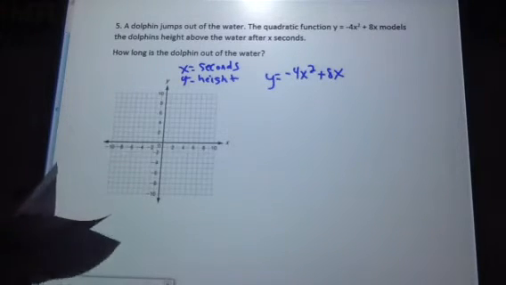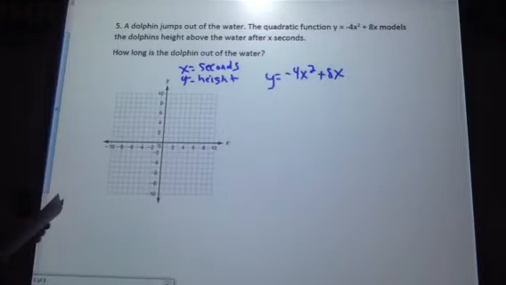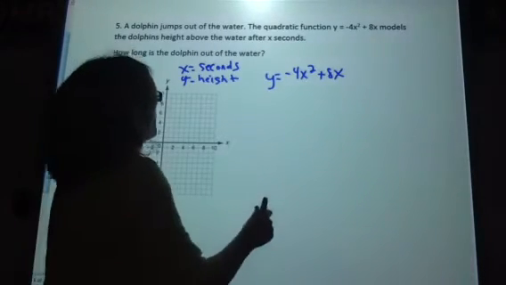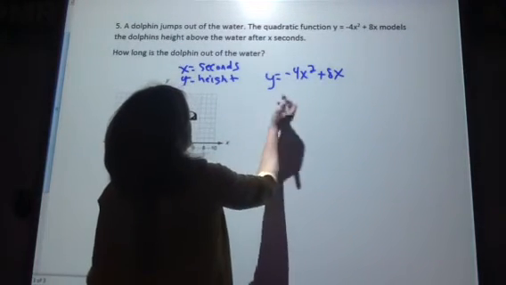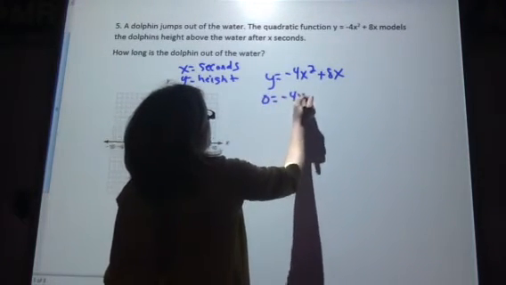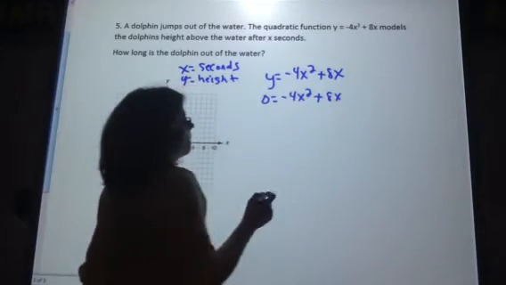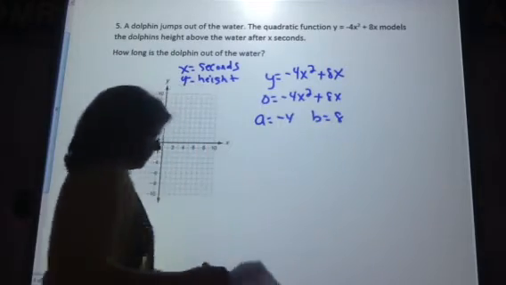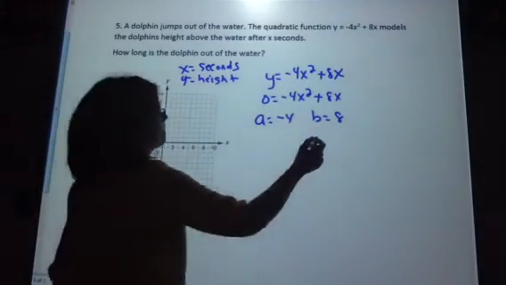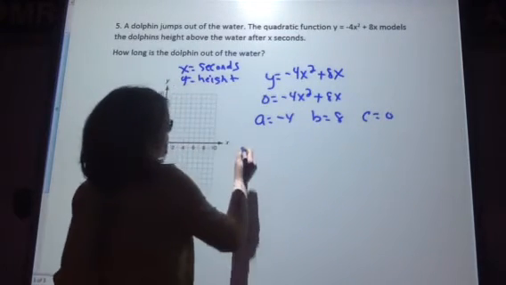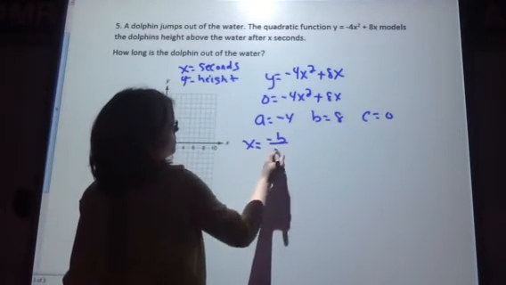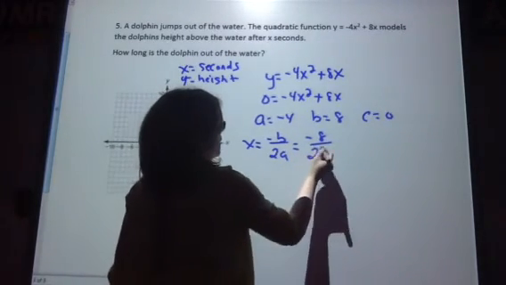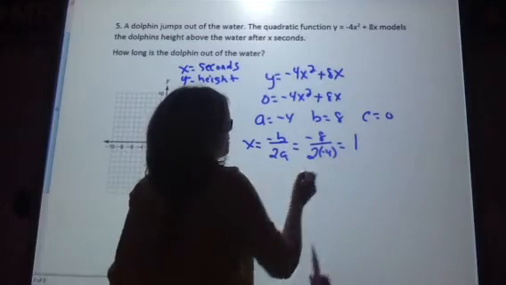Okay, so what we're going to do is we're going to graph this equation and look at the solutions, just like we've been doing, okay? So, we can rewrite this as 0 equals negative 4x squared plus 8x. So our A is negative 4, and our B is 8. Okay, let's find our x coordinate. Opposite of 8 is negative 8. 2 times negative 4, so that's going to give me a positive 1.